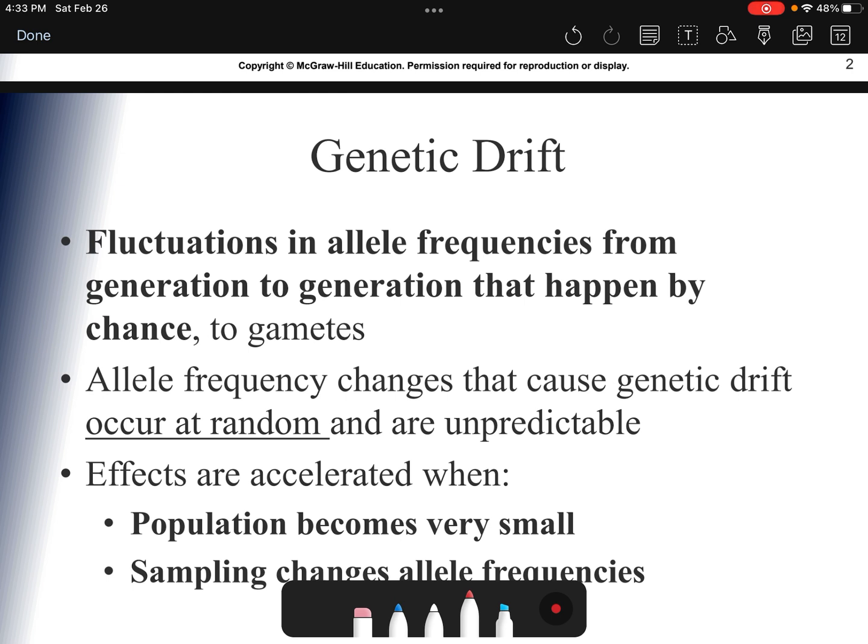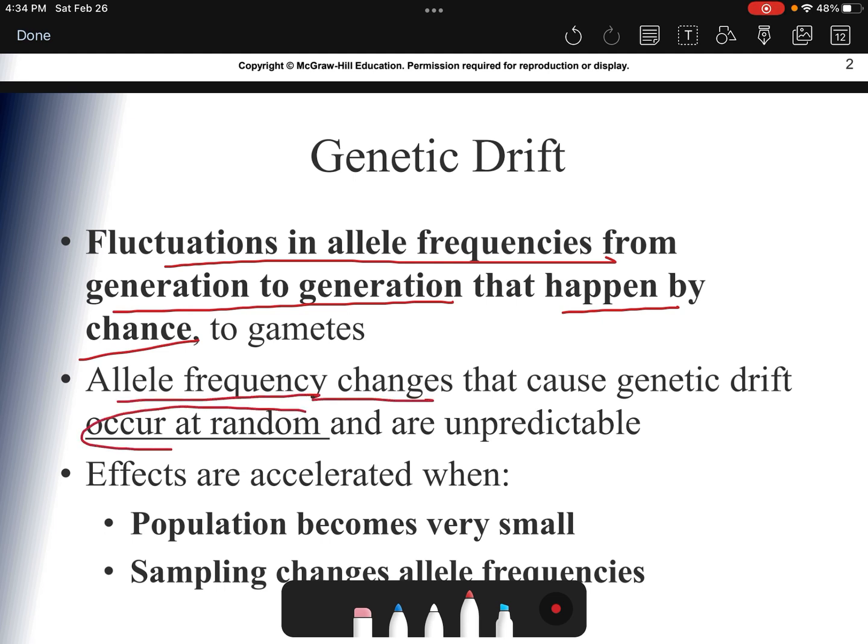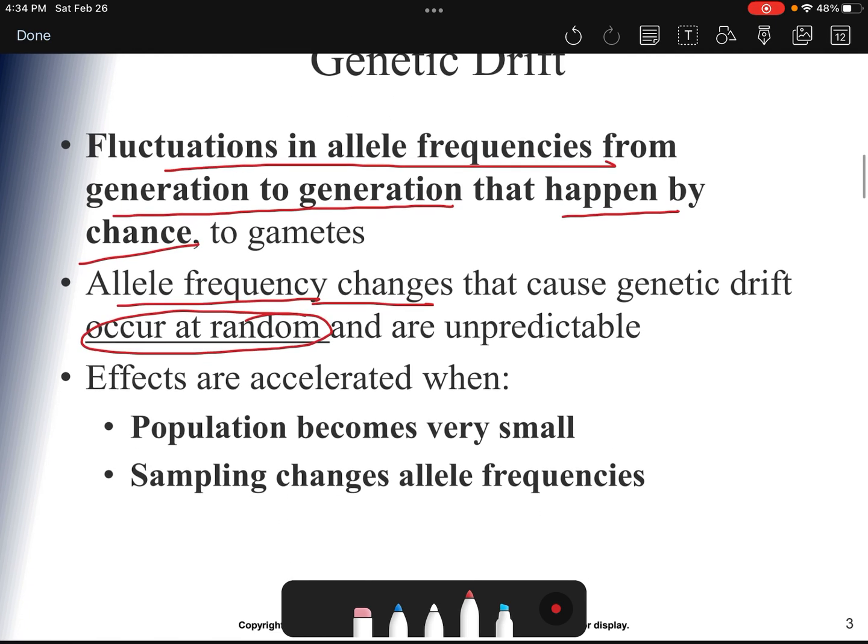When we talk about genetic drift, we're talking about fluctuation in allele frequencies from generation to generation that happen by chance. In other words, the allele frequency changes are occurring at random. That means that it's not affected by natural selection or anything like that. That's not what's causing them to change. It's just because of sampling size; their allele frequencies change by chance.